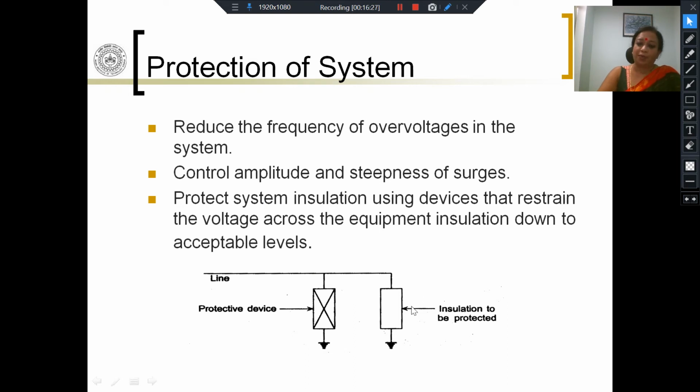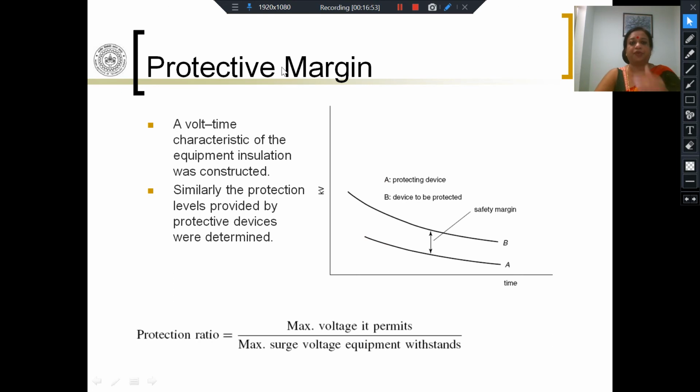So, well before this insulation can break down, this is more vulnerable and this protective device breaks down, and the voltage or the charge finds a short circuit path to ground through the protective device. Therefore, the higher voltage which the insulation is able to withstand never appears across it. So that is the point of a protective device.